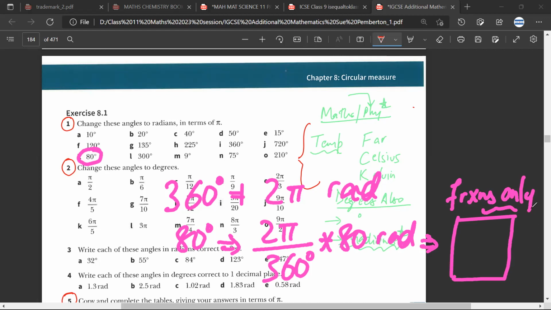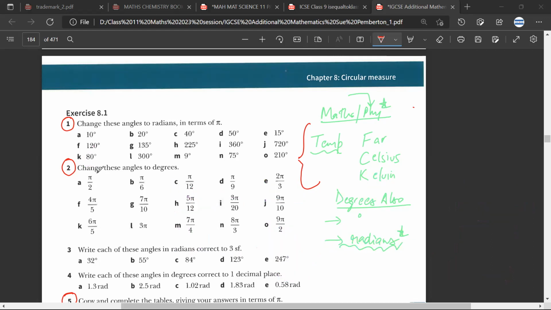I will try to send you the answers. If there are answers available, then I will send you the answers also. But please limit the calculation to fractions only. Any doubt till here? Okay. So similarly, Avantika, any doubt till here?